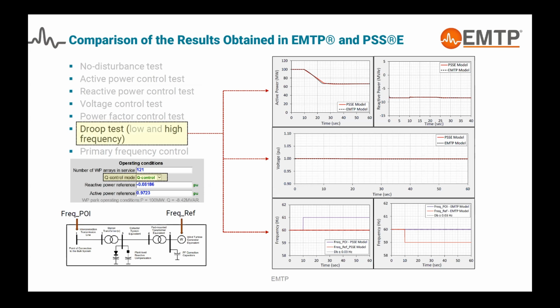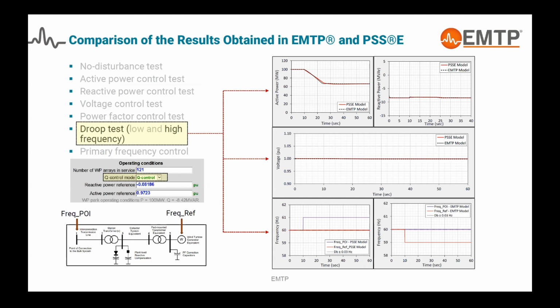In terms of droop test, I think that this is something interesting to think about. Here is the droop test for high frequency. So basically here, we have the active power at the POI, the reactive power at the POI, the voltage at the POI, and here we have different plots. This plot is the frequency measured in PSSC, and this is the frequency measured in EMTP, right?